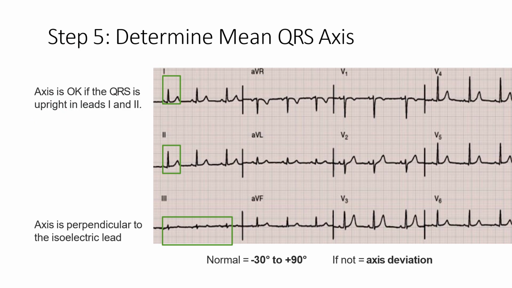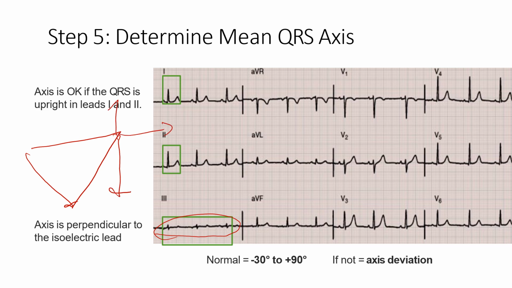Then how to determine the mean axis? There is a beginner's method and there is an advanced method. The advanced method says that you should always see which is the least or most isoelectric lead in 1, 2, 3, and the axis will be perpendicular to that lead. We know that all the leads are perpendicular to each other. So if lead 3 is positive, then perpendicular to lead 3 is AVR. So we can have an axis towards it also.